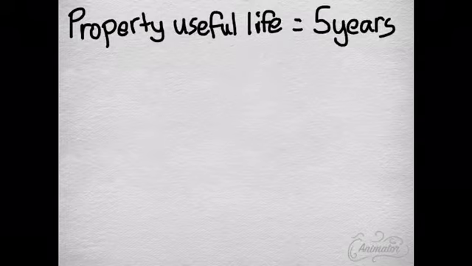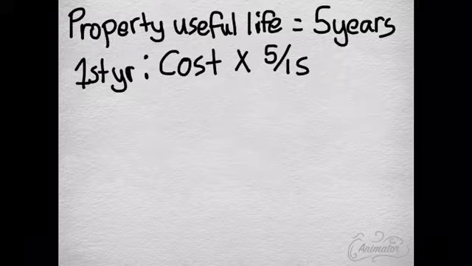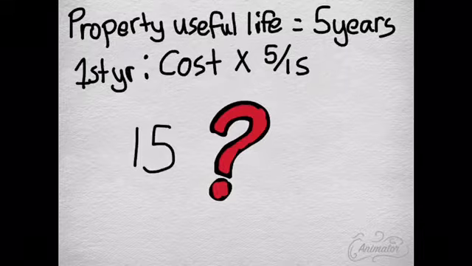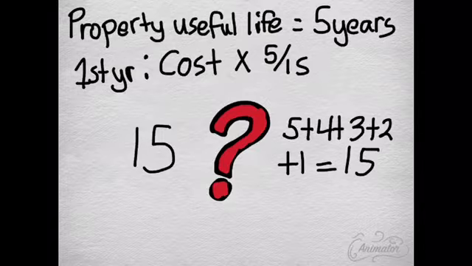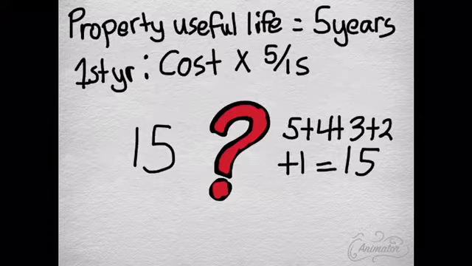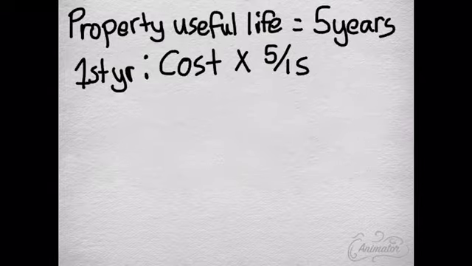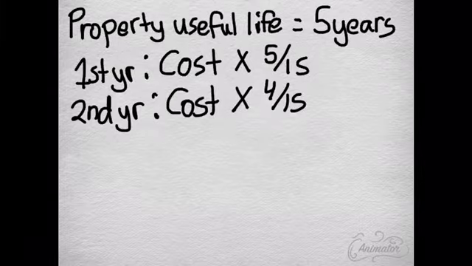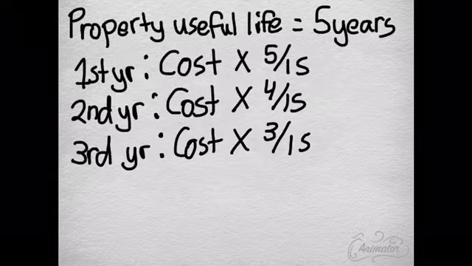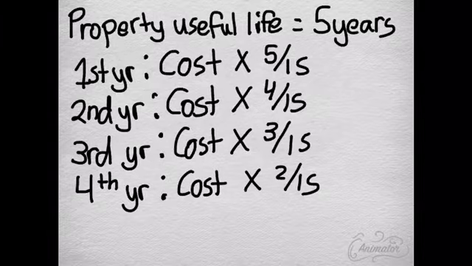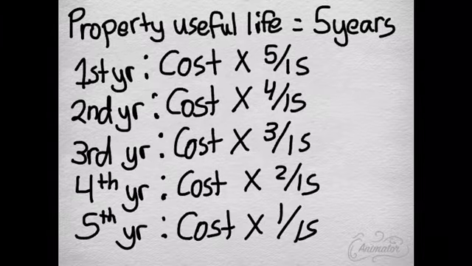So let's say you have a property and it has a useful life of 5 years. In computing the depreciation, we would multiply the cost by 5 over 15. You might be wondering, where did I get 15? We just add 5 plus 4 plus 3 plus 2 plus 1, and that's how you do it. And on the second year, the same formula applies, but the difference is that the numerator is only 4 years. Why? It is because 1 year has already passed, so we would deduct 1 year from 5 years. And the same thing goes, and so on and so forth.